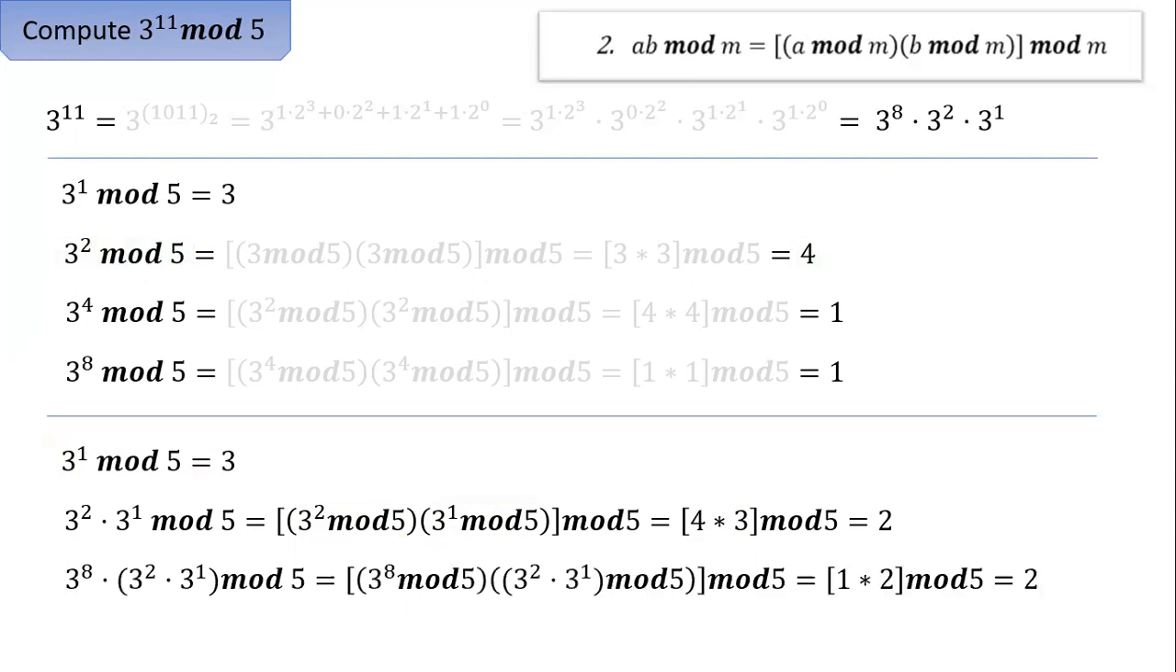So I go to calculate 3 to the 8th times 3 squared times 3 to the first. In this case, I'm going to group 3 squared times 3 to the first because I know what the result of 3 squared times 3 to the first mod 5 is. So I'm able to replace 3 squared times 3 to the first mod 5 with a 2 that I just found out in the previous line. So instead of having to calculate 3 to the 8th times 3 squared times 3, I can just do 1 times 2 mod 5, which is 2. So the result is just 2.